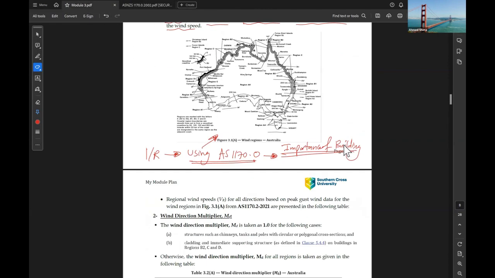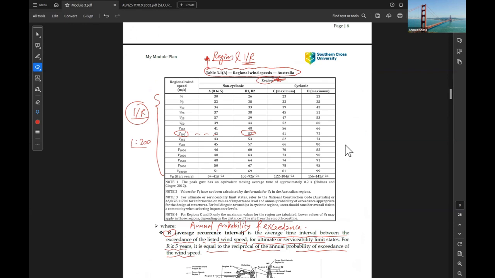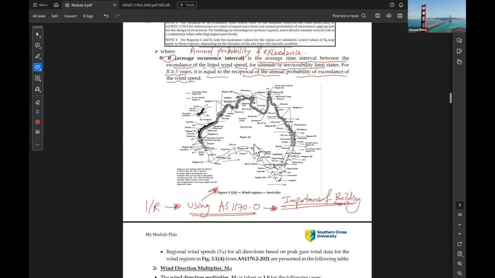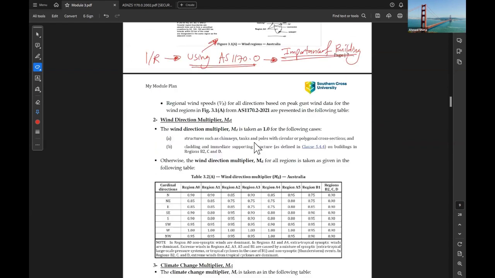So if we return back to our table, for example, if we have V500 here with a region of B1, how much is VR? VR equals 57 meters per second. Okay, so this is how to find the regional wind speed. The regional wind speed depends on the importance level and the design life.